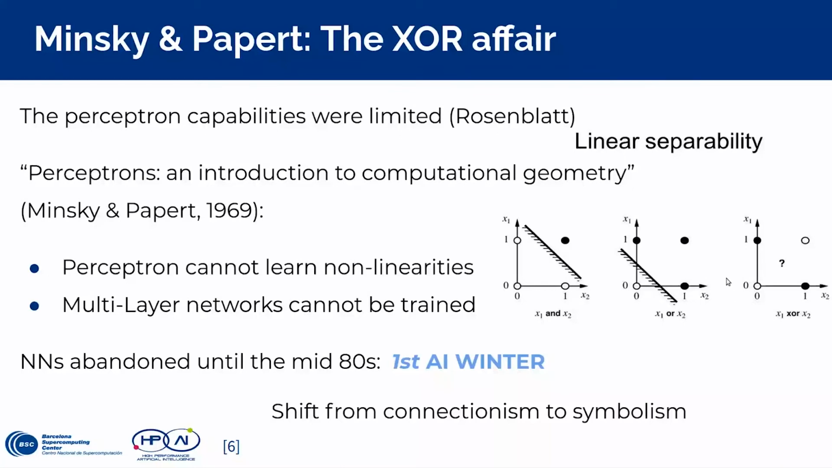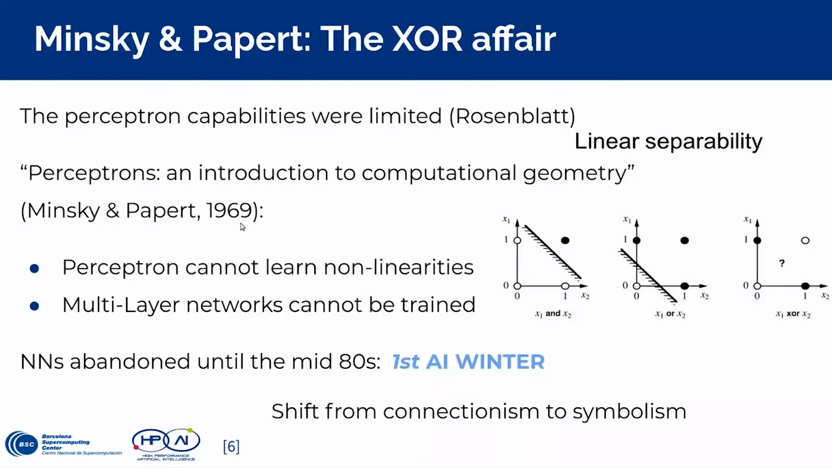To separate this, we would need some kind of curvy line that goes something like this, which cannot be computed with a linear function. For computing this kind of curvy function, we need a nonlinearity. And for computing nonlinearity, we needed more than one layer of neural networks. And Rosenblatt and later Minsky and Papert recognized that this could not be achieved with what was known at the time. So this paper came, actually it's a book.